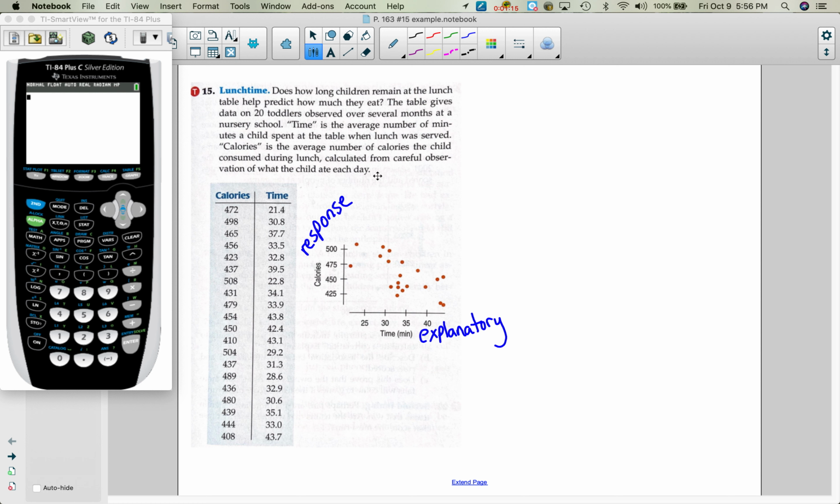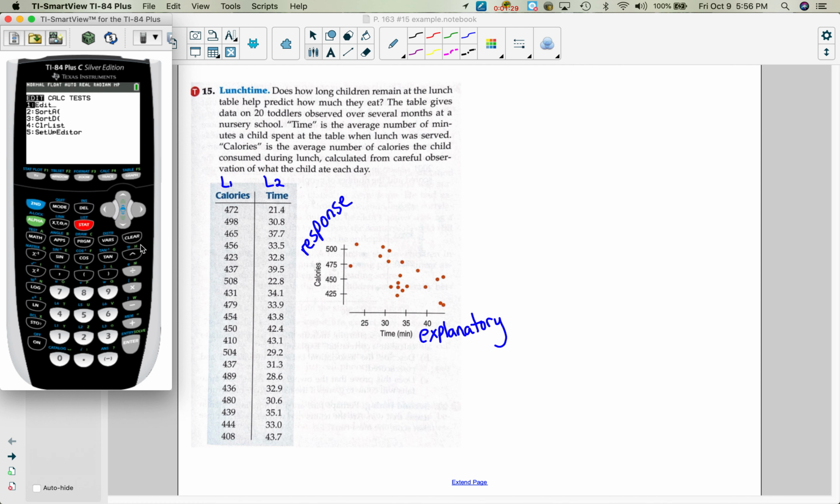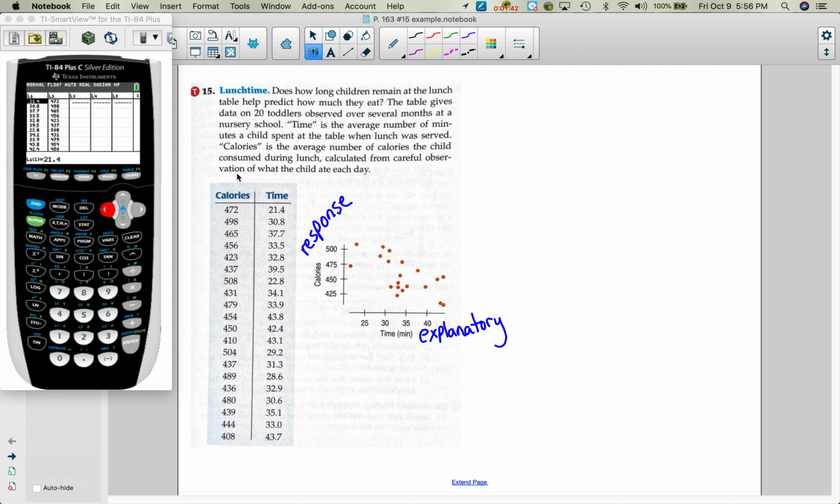So if you want to, you could put this in L1 and this in L2, and that's what I did. I didn't name anything for calories and time. I don't necessarily do that on regular homework problems. So if you go Stat and Edit and go to L1, remember to enter the data. Oh, I said that backwards. Okay, rewind. Well, you don't really rewind. This was L1, this was L2.